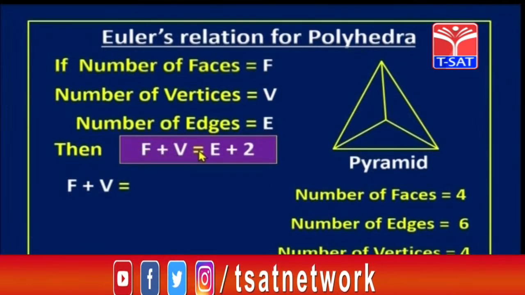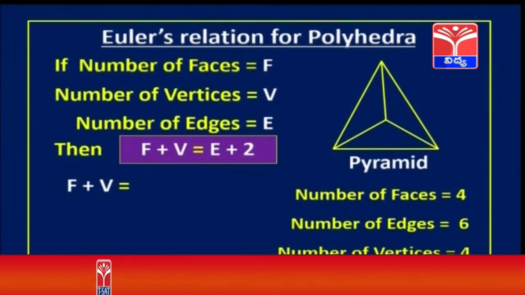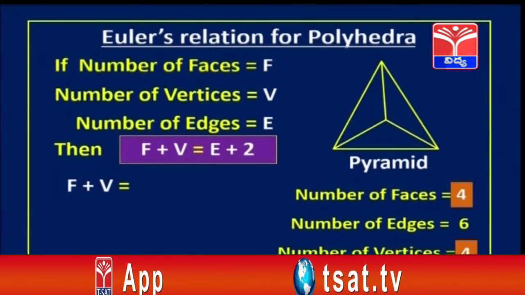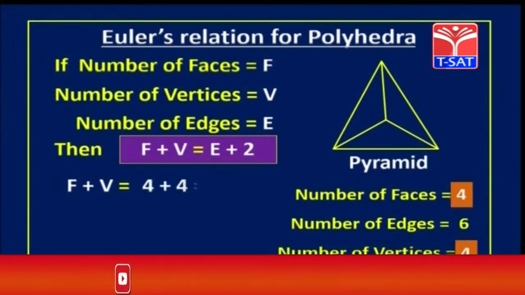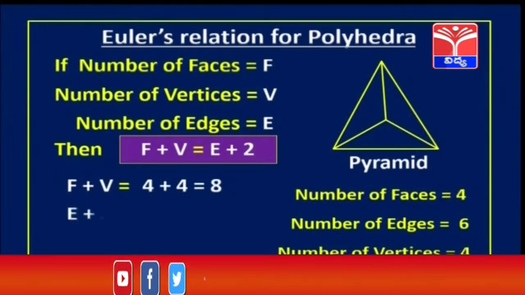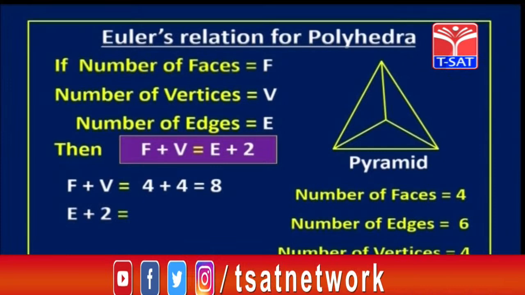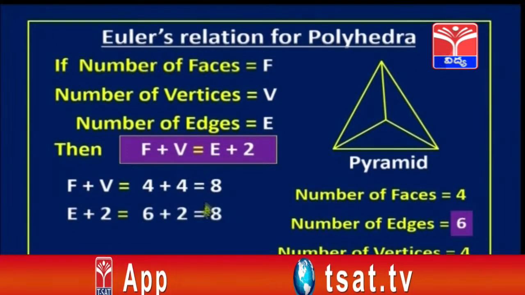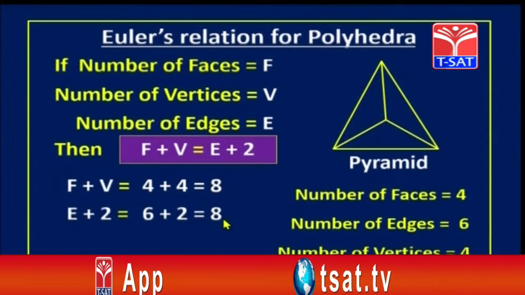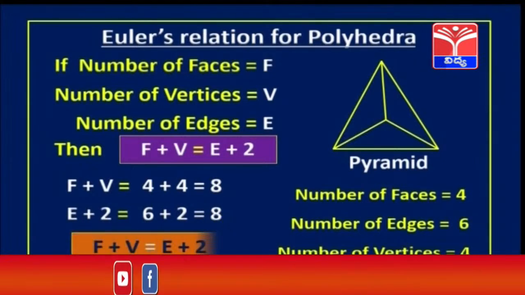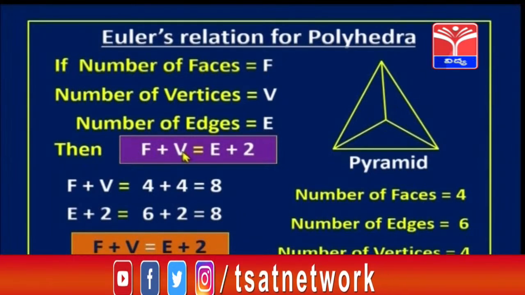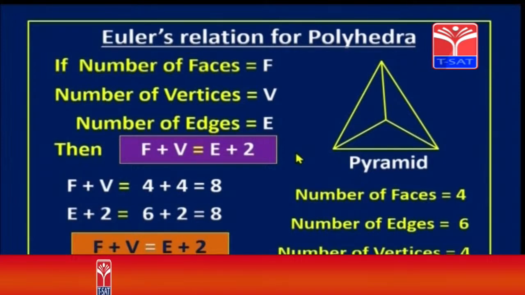Now what am I doing, children? Yes, I am finding first the LHS. What is LHS, children, here? Yes, it is f plus v. So 4 plus 4 we have to take, children. We have to take 4 plus 4 which is equal to 8. Now what is RHS, children? Yes, it is e plus 2. What is the number of edges, children? Yes, it is 6. So 6 plus 2 which is also equal to 8. Children, are we getting the same value in both the cases? Yes. Now can you say that Euler's relation is satisfied or not for this polyhedron? Yes, Euler's relation is satisfied. What is Euler's relation, children? Yes, it is f plus v equal to e plus 2.